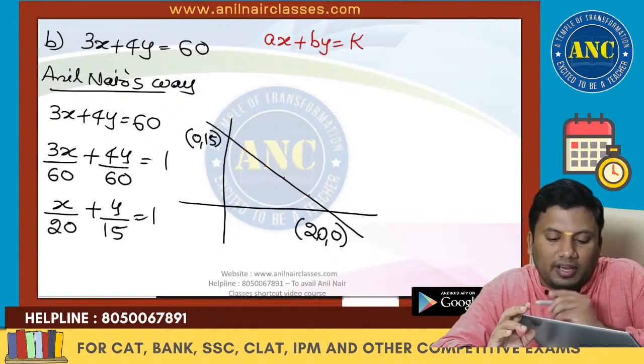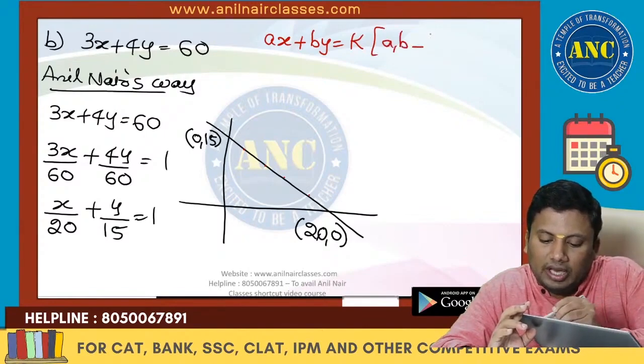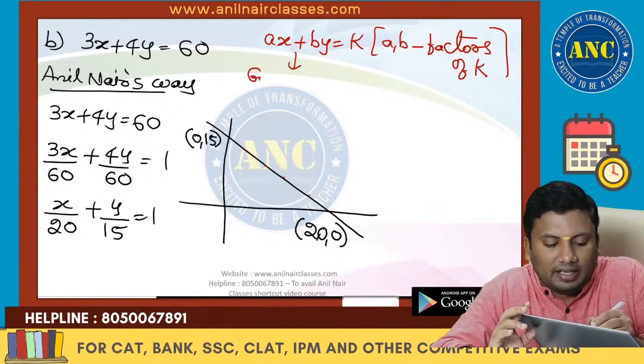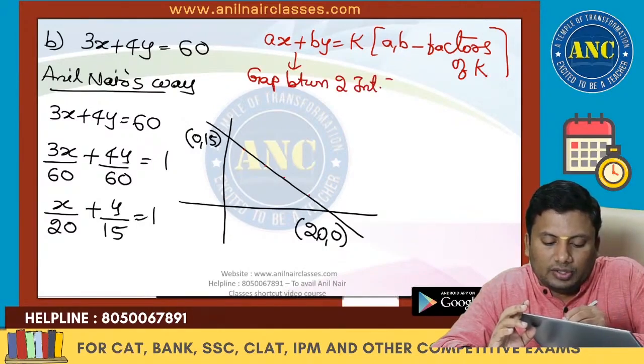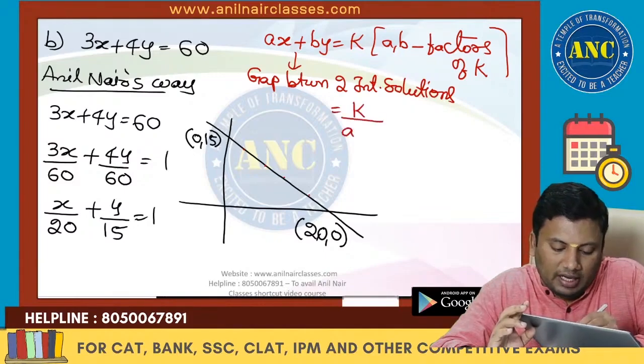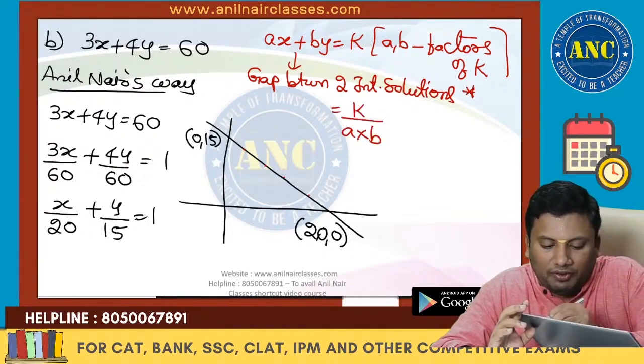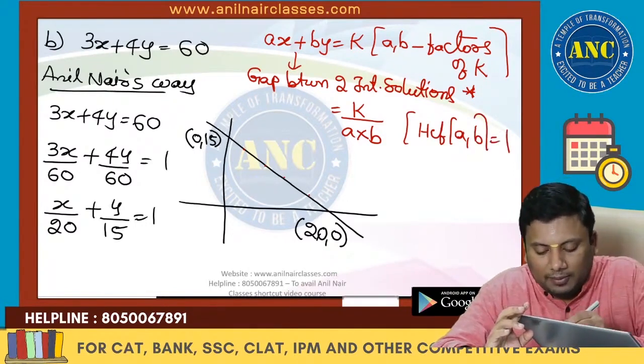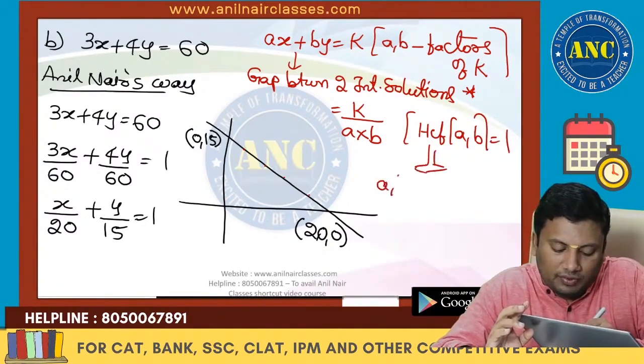Ax plus by equals k. If both a comma b are factors of the right hand side, the gap between two integral solutions is given by k by a into b. This proof also I will give you. This is when the coefficients are co-prime to each other, HCF of a comma b is 1. When two numbers' HCF is 1, they are said to be co-prime to each other.